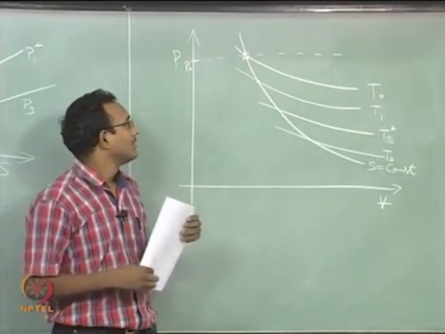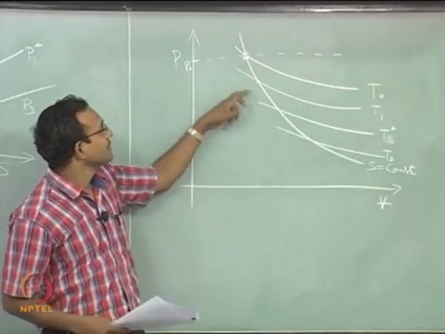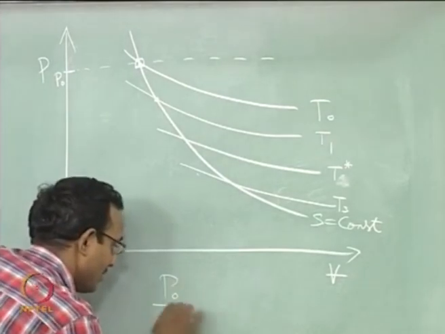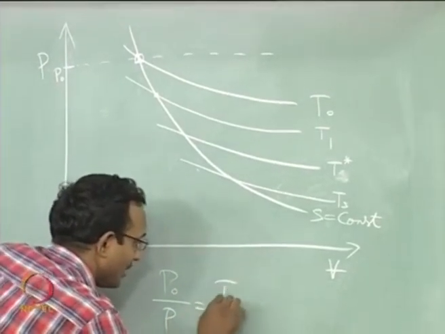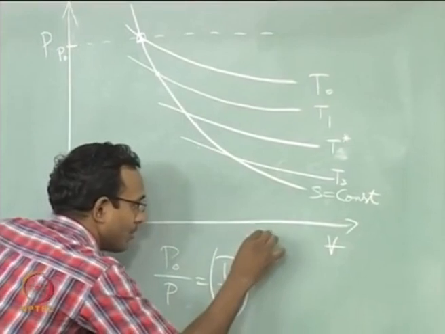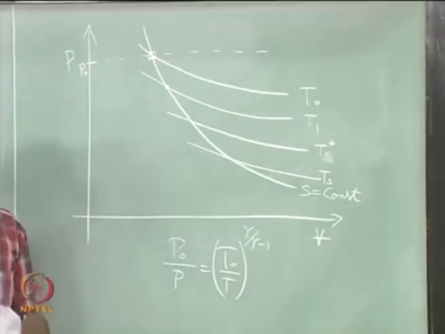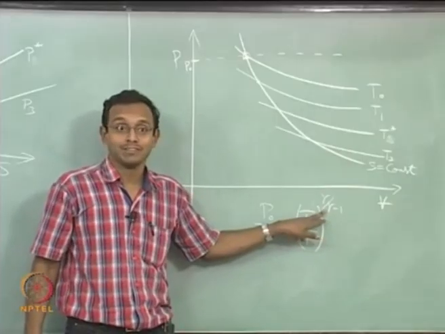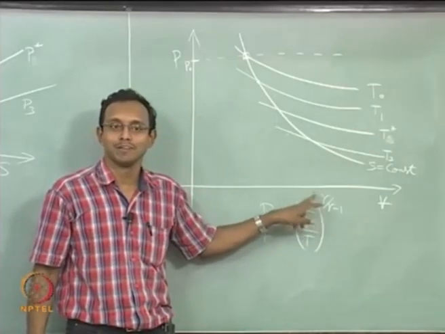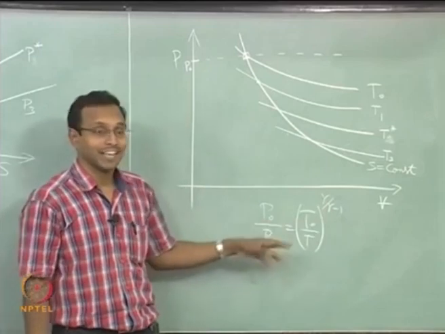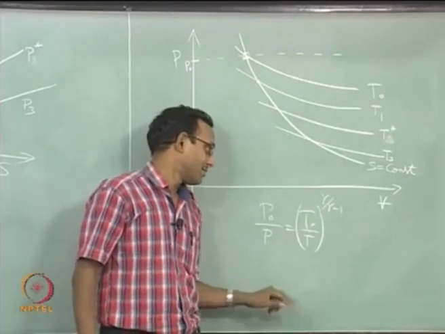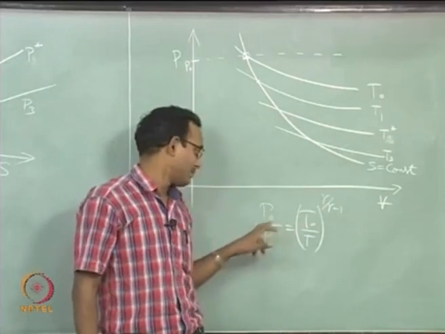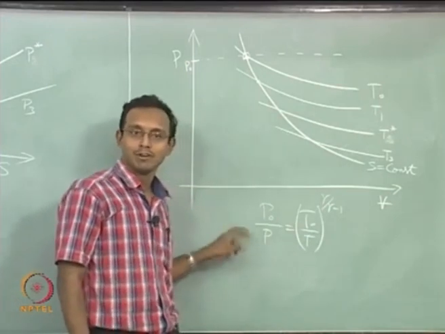Now, what we are seeing is pressure is dropping, which is expected because we already know that P naught by P is T naught by T to the power gamma by gamma minus 1, and we know that gamma by gamma minus 1 is always greater than 1. Do you know that? For gamma equal to 1.4, this is 3.5. For air, this number is 3.5. So, this is always more than 1, and 1 to the power 3.5 will again be more than 1, which means pressure has to keep dropping.